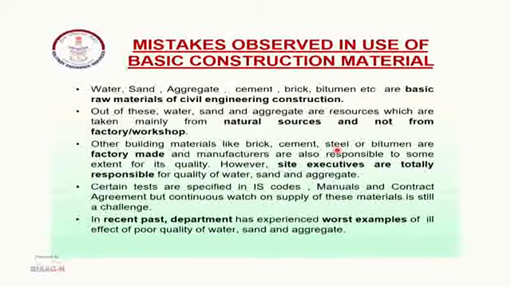This is another important point and I want to bring out that the raw materials water, sand and aggregate are very important. These are not factory-made, these are coming naturally from the quarries, and the responsibility rests with executives only. In case of other materials where factories or industries are involved, some responsibility rests with them also, but in case of these raw materials, executives are only responsible. In recent past, the department has experienced vast examples of ill effect of poor quality of water, sand and aggregate, which I will be covering in the subsequent slides.